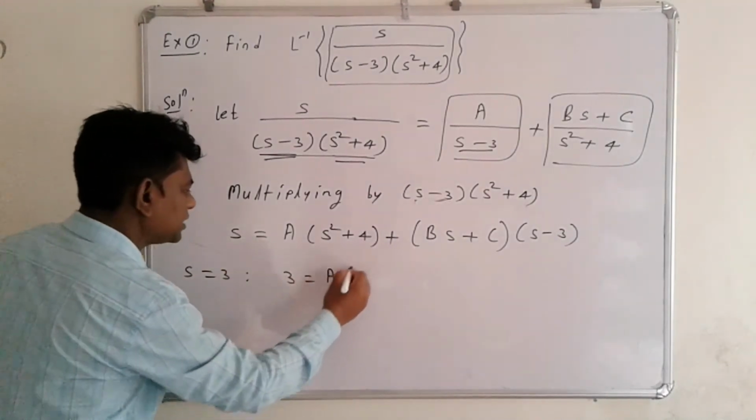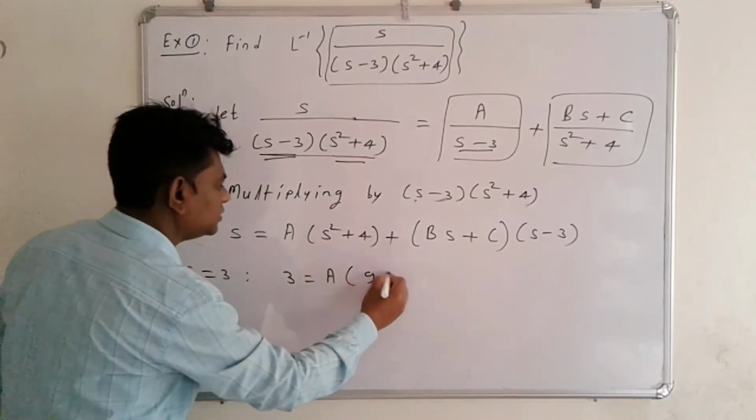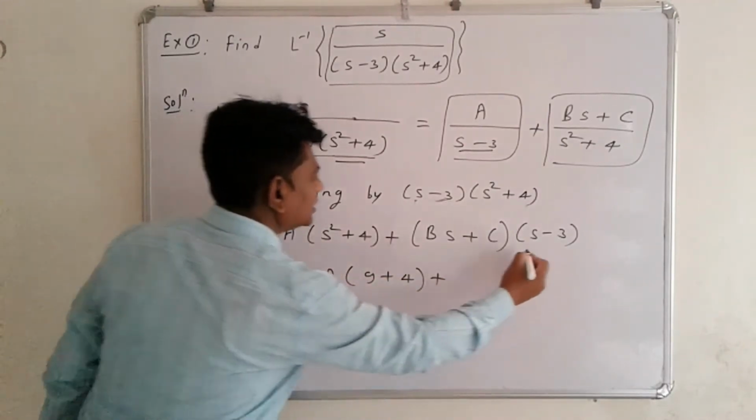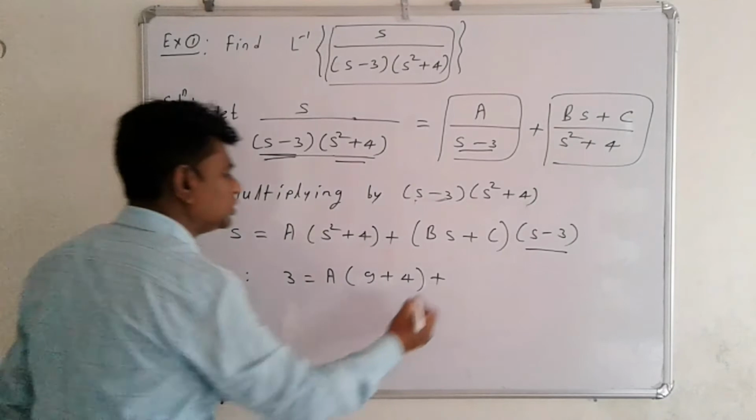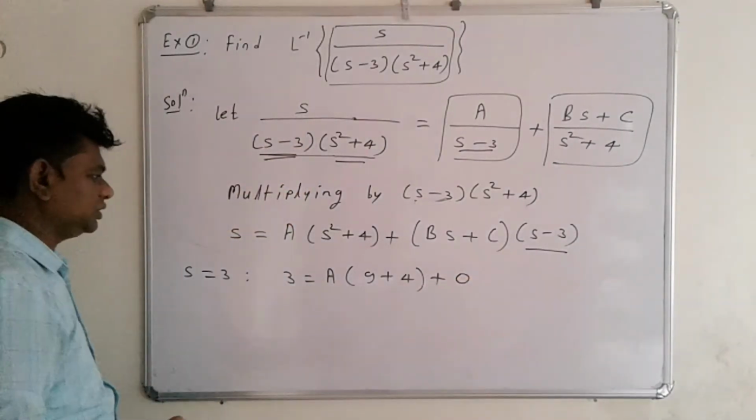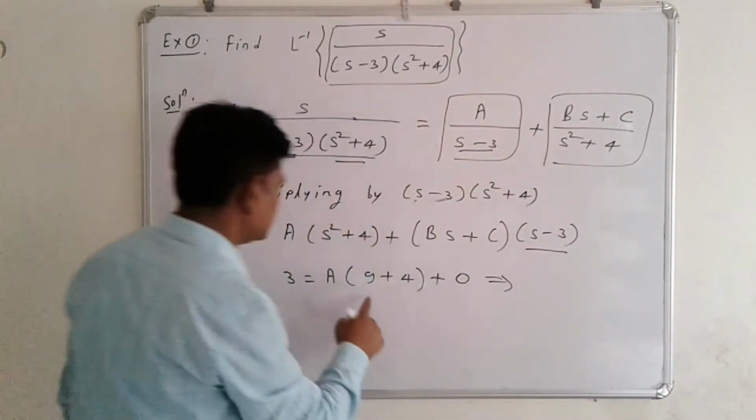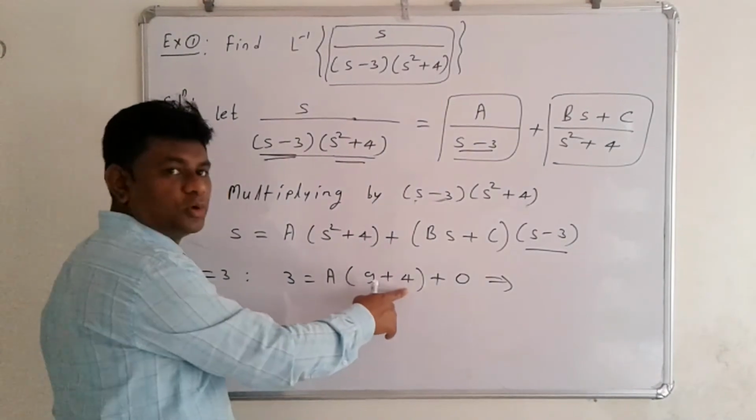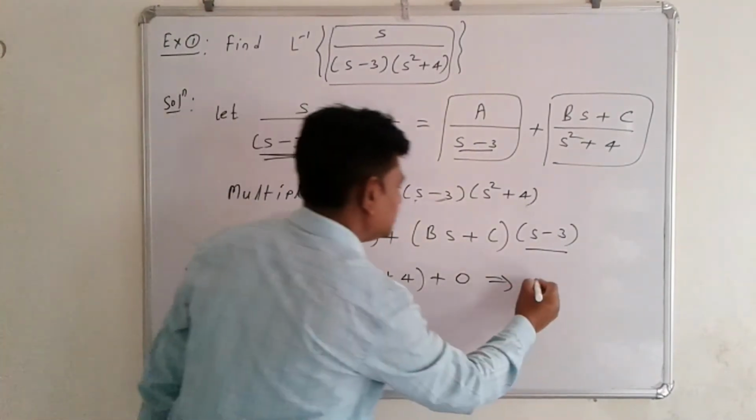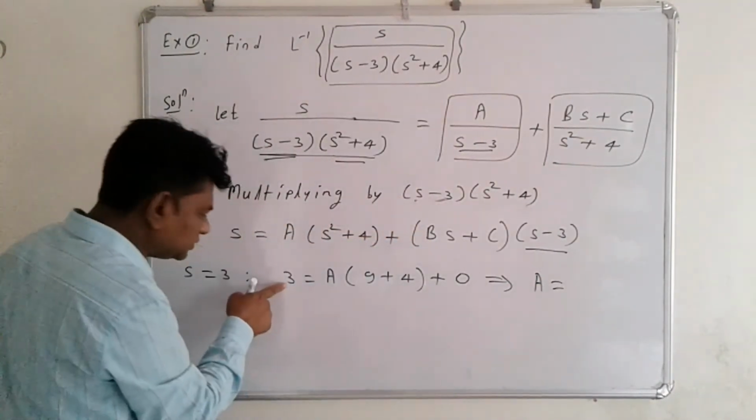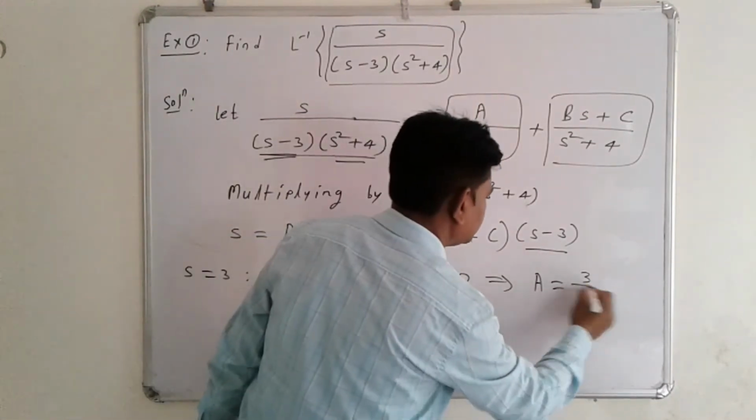Now by substituting s minus 3 is equal to 0, that means s is equal to 3, we get 3 is equal to a times 3 square, means 9 plus 4, plus this s minus 3 is 0, and therefore this second term is 0. This implies that 9 plus 4 is equal to 13, and this a is equal to 3 by 13.